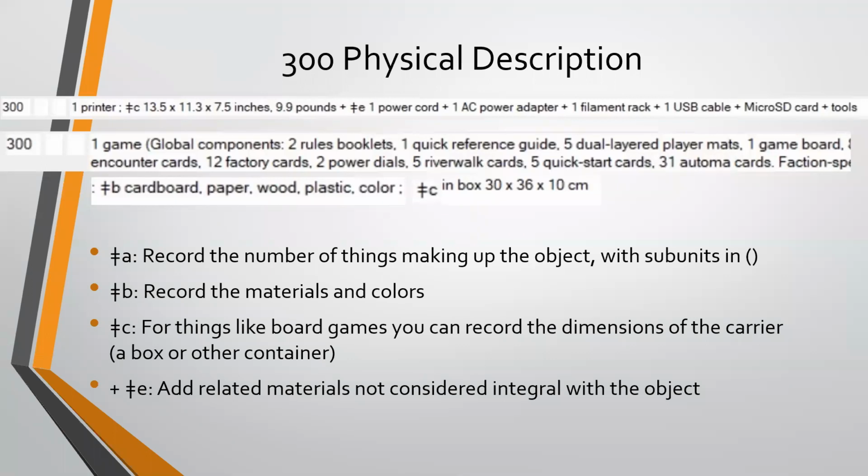Sorry about that. So I think you could make an argument here in this 300 field that this subfield E might actually be in parentheses with the printer. But I think it is also just fine the way it is.